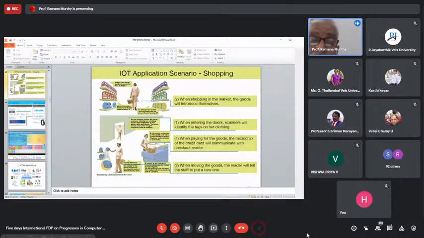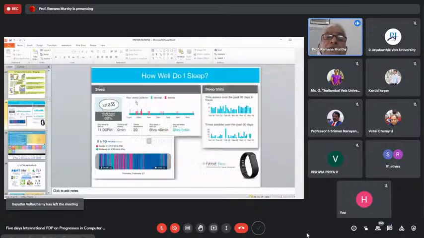The next is when moving the goods, the reader will tell the staff to put in a new one. As far as the payment mechanism is concerned, when you come to pay for the goods, the microchip of the credit card will communicate with the checkout reader. So this is another example I said. Now let us see the next.